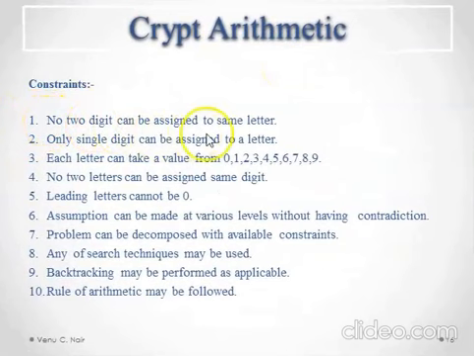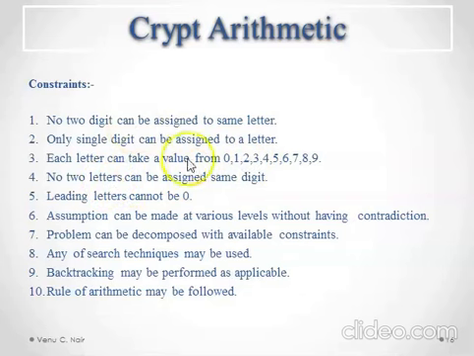No two digits can be assigned to the same letter. We have already seen that. Only single digit can be assigned to a letter. That also we have seen. Each letter can take a value from 0 to 9. So only single digits are permitted as values of alphabets. So the domain of each of these alphabets is 0 to 9. This can vary because there are additional constraints for taking these values. Domain can vary based on the alphabet position in the equation.